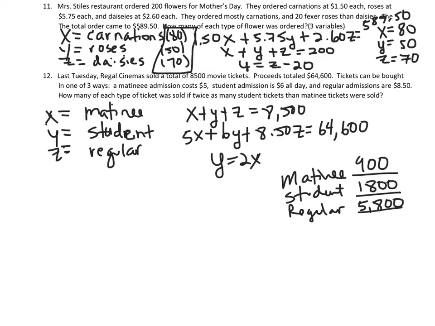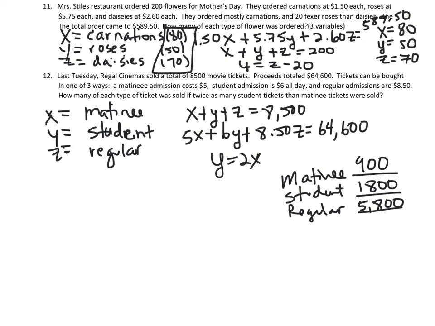Okay, well, we identify our variables. X is matinee, Y is student, and Z is regular. And you'll notice that all through this review, I have identified my variables as X, Y, Z. And there's a reason for that, because when we put this in the calculator it reads X, Y, Z. It does not read any other variable unless we change it in the calculator, and we're not going to do that. So it's easier for us to just stick to X, Y, Z.